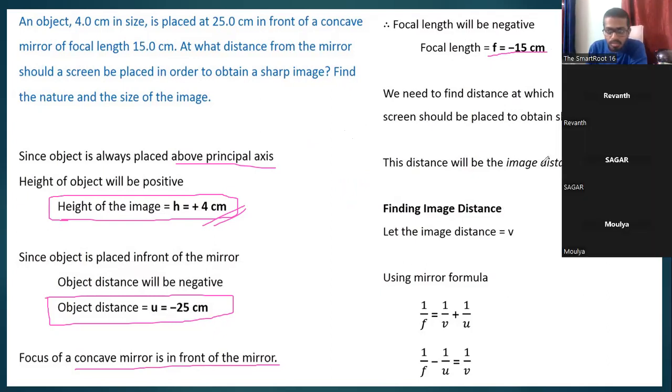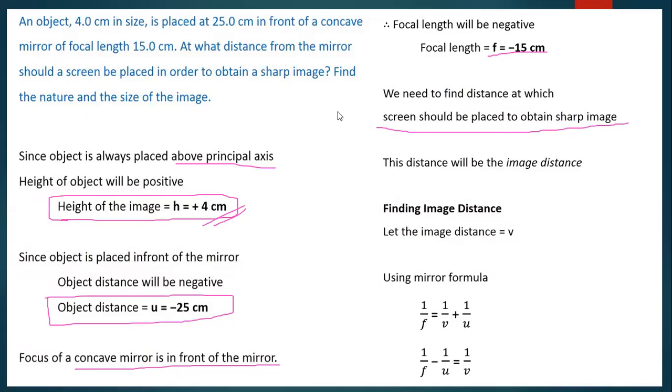Next, what we need to do is find the image distance. We need to find a distance at which the screen should be placed to get a sharp image. So what is this magic distance where I need to place it to get a sharp image? That we will see how to calculate. This distance is nothing but the image distance. So how do we find the image distance?